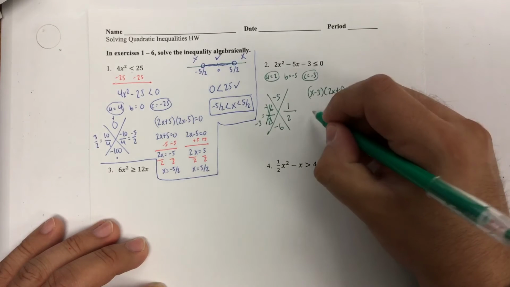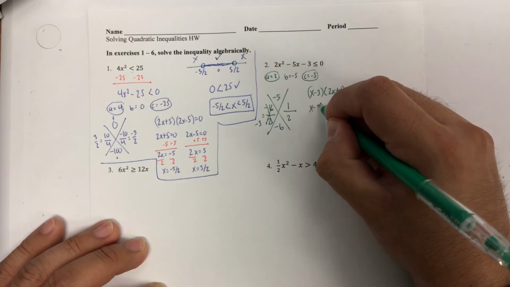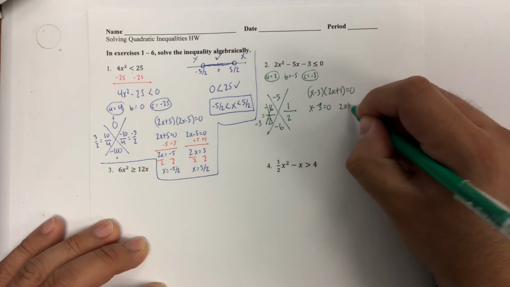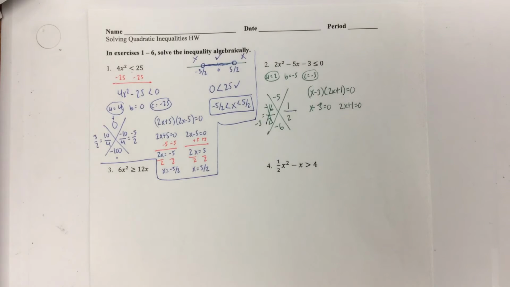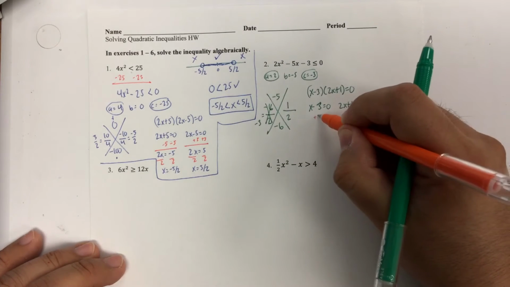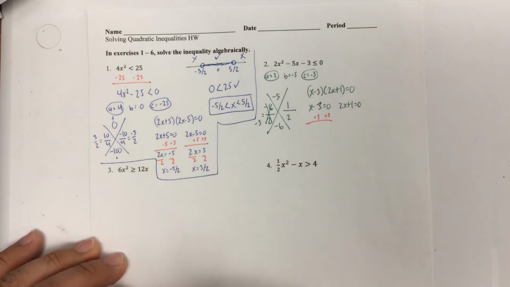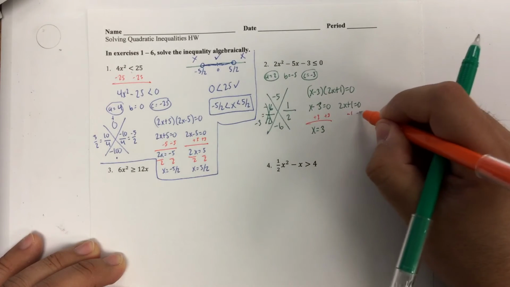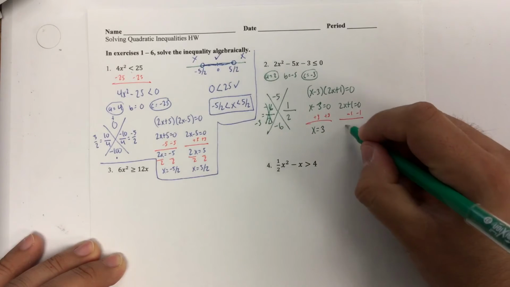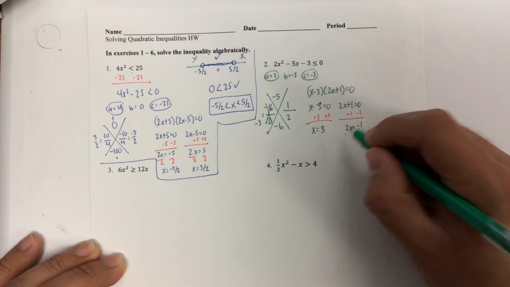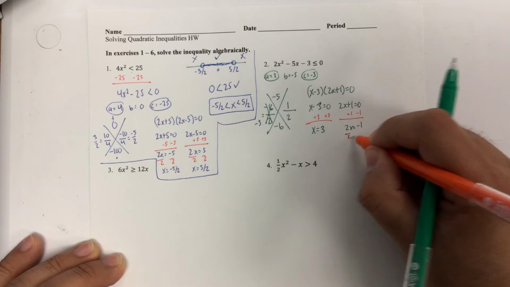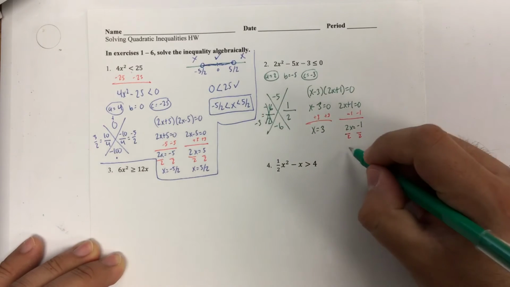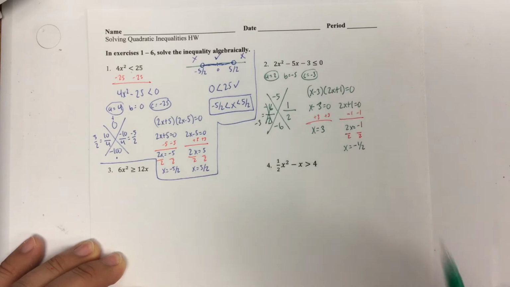From here, we set each factor equal to 0. On this one, to solve for x, we just add 3. So x equals 3. On the second one, we take away 1 first, which gives us 2x equals negative 1. And then we divide by 2, and that gives me x equals negative 1 half.